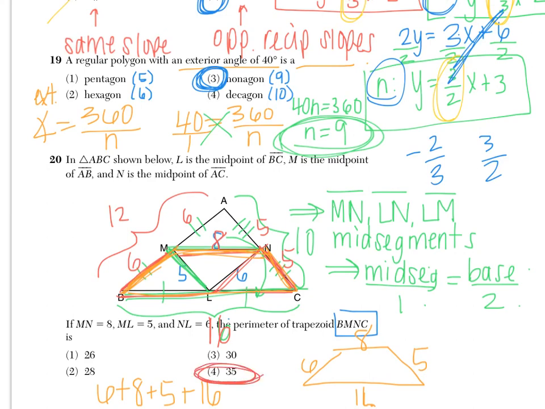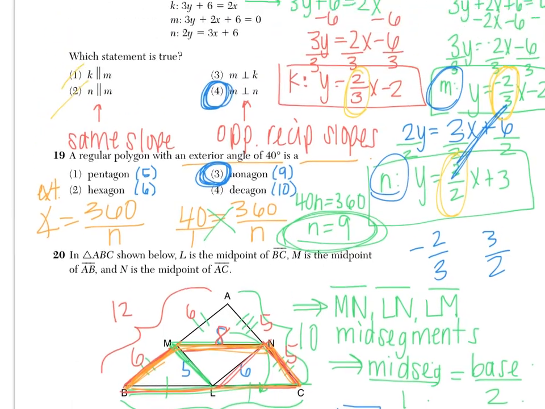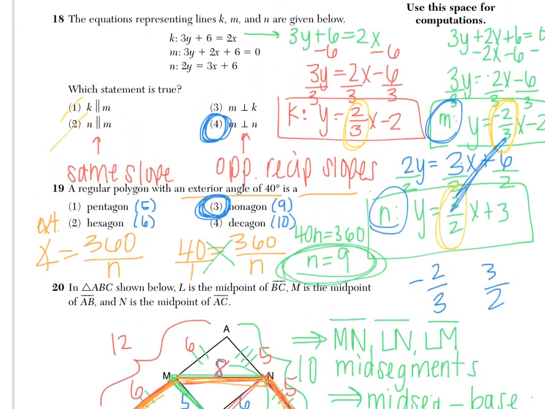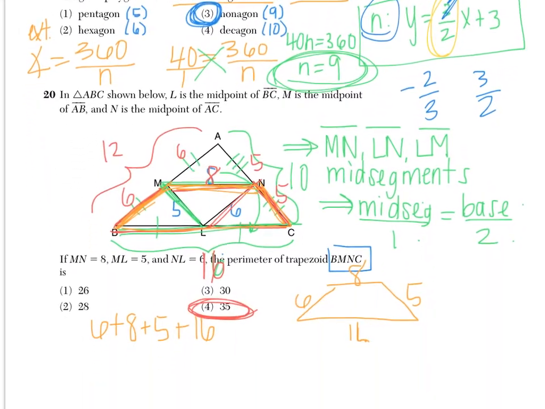Choice 4. So the answers for this page are the following. We have number 18 is choice 4, 19 is choice 3, 20 is choice 4.